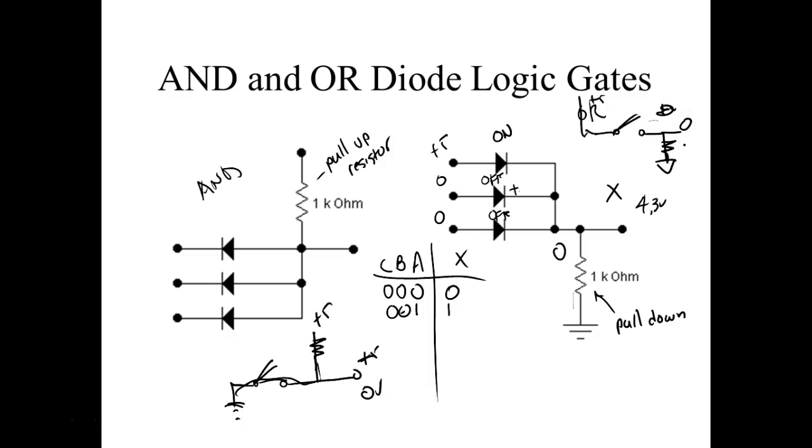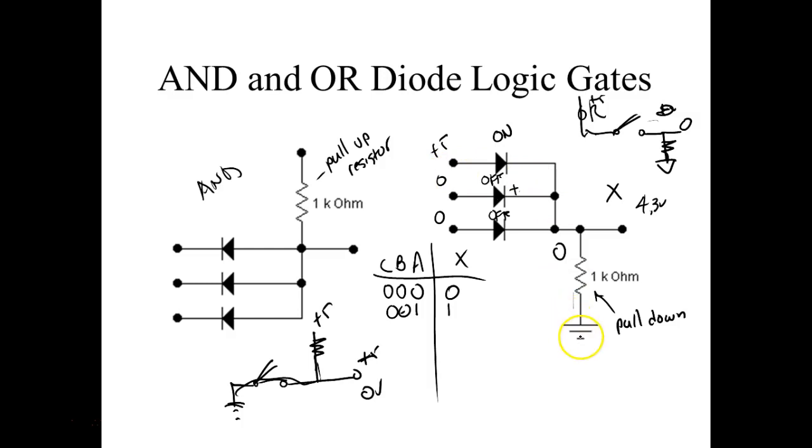So we got to have that pull-up resistor on my AND, and we got to have that pull-down resistor on my OR. So that means I can put plus 5 volts at the top and not connect it to ground. Over here, we're putting ground and not connecting it to plus 5 volts. So we got to have that pull-up resistor on these gates right here. Does that make sense?